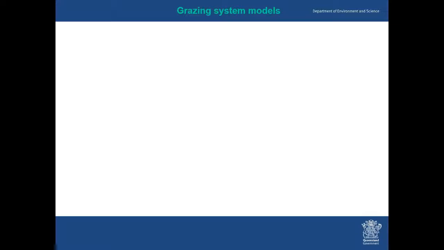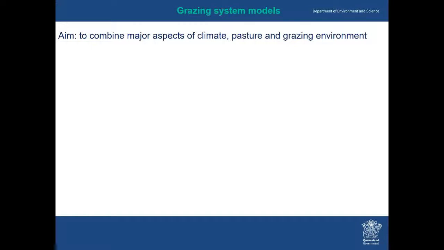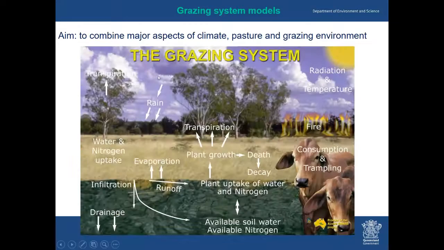So in the grazing land systems models, our aim is to combine major aspects of climate, pasture and grazing environment. And this is a schematic of it. And as I mentioned, the climate data comes in terms of rainfall, evaporation here, radiation and temperature data, but all the other biology and ecology that's added in here goes into our grazing models, and that gives us a better handle on the pasture growth, and it adds more certainty of the growth and what happens than rainfall alone.